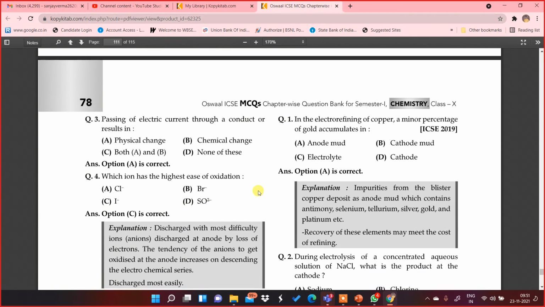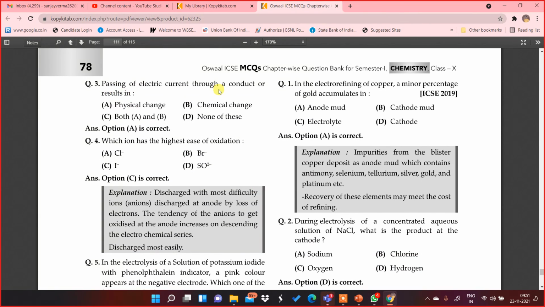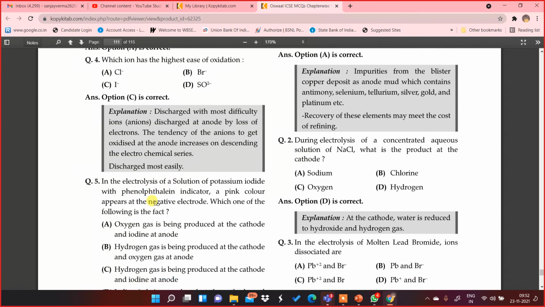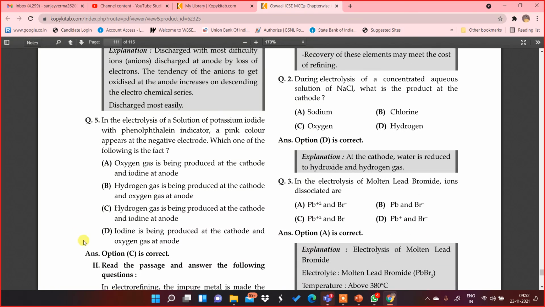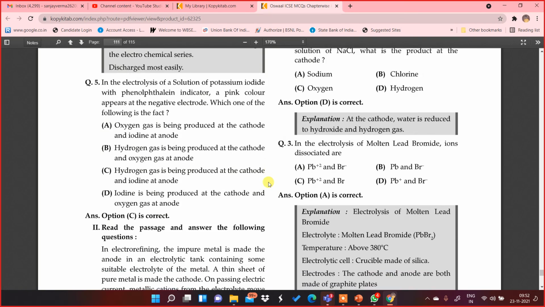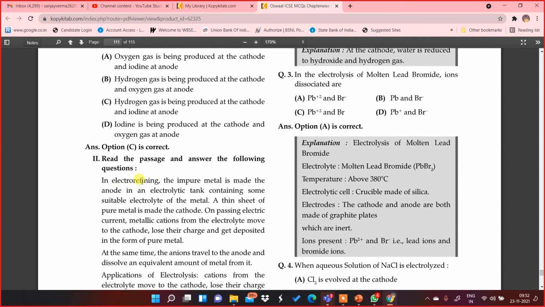Then on page number 7, question number 3 is there, on passing electric current. Question number 4 is there: which ion has the highest ease of oxidation? You get it from the electrochemical series. Question number 5 also is there. I've kept it for a few seconds on your screen. This is being recorded, so you can easily pause the video, watch it several times and get the correct reasoning. Then subpart 2 is there.